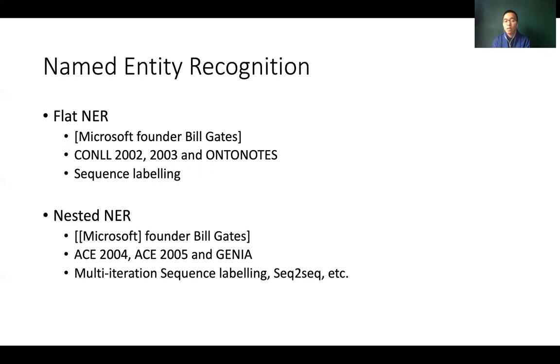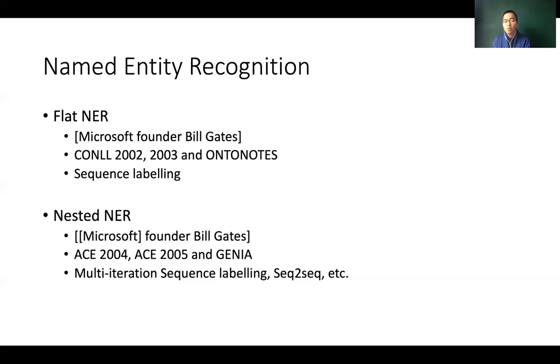Whereas another type of NER, called nested NER, which is more realistic, also considers the nested mentions. In the same Microsoft founder Bill Gates case, we will have two mentions here. Microsoft is a mention, and Microsoft founder Bill Gates is another mention. Such a scheme has been used by ACE 2004, 2005, and also the GENIA corpus, which is a medical corpus. People use all different ways to try to solve nested NER, such as multi-iteration sequence labeling or sequence-to-sequence models.